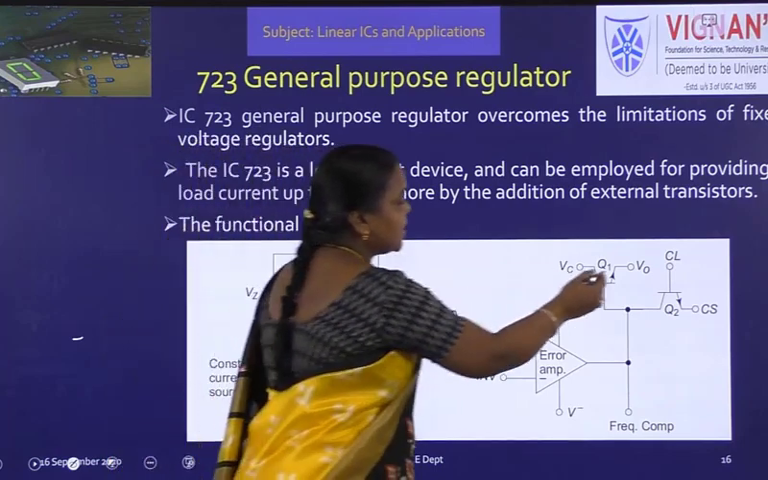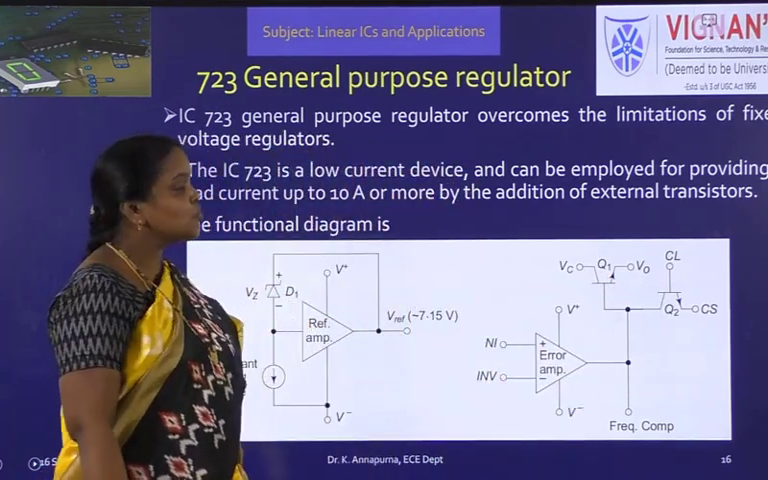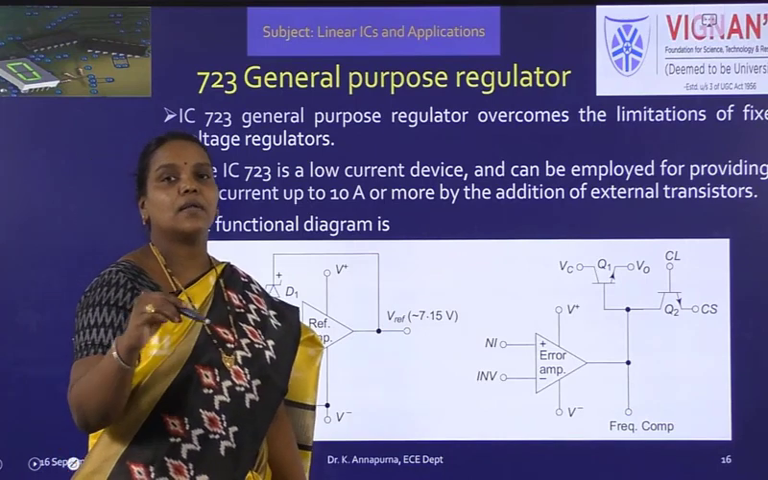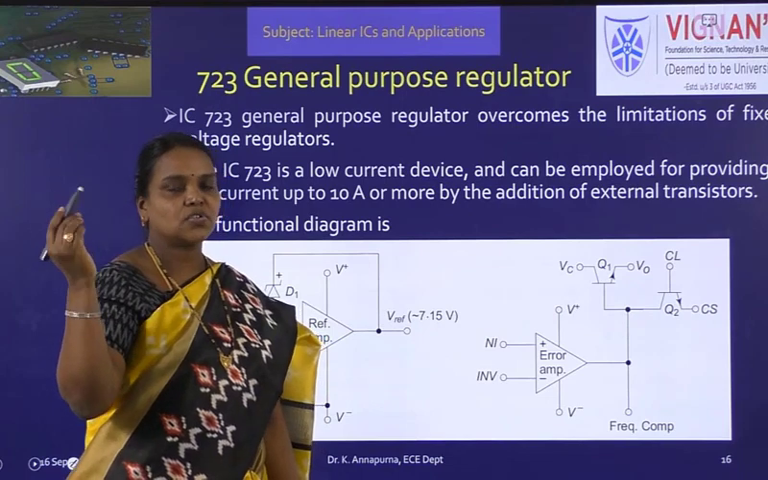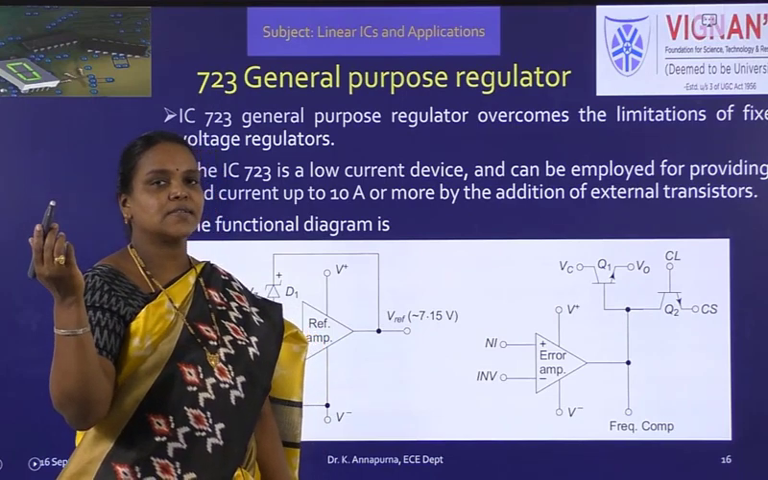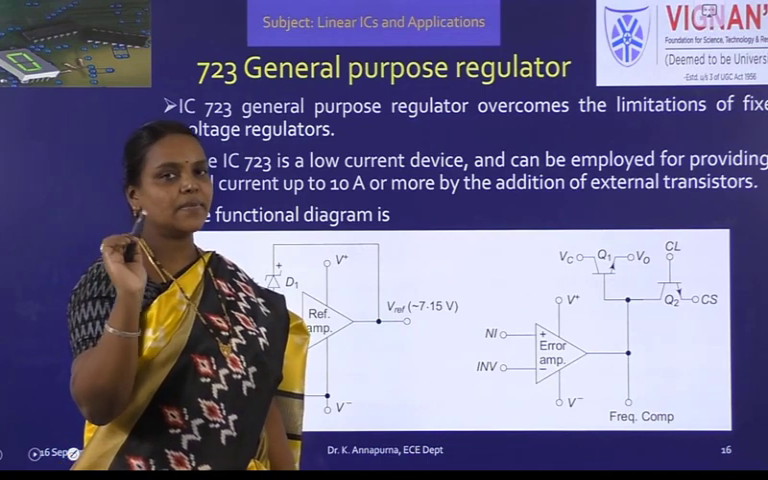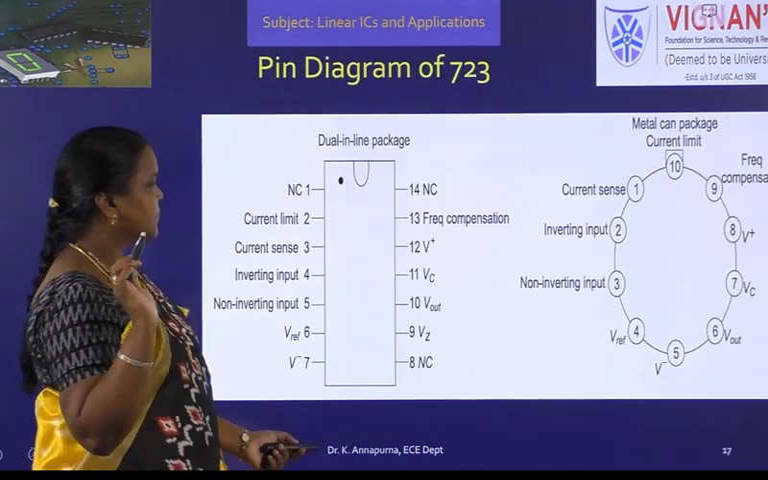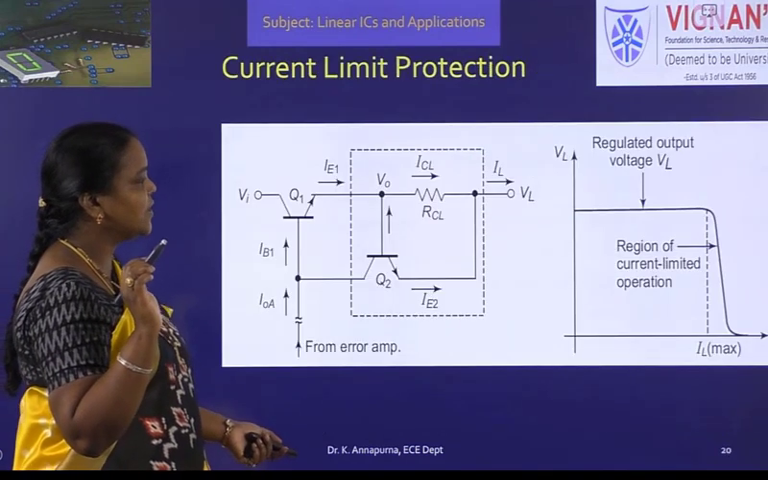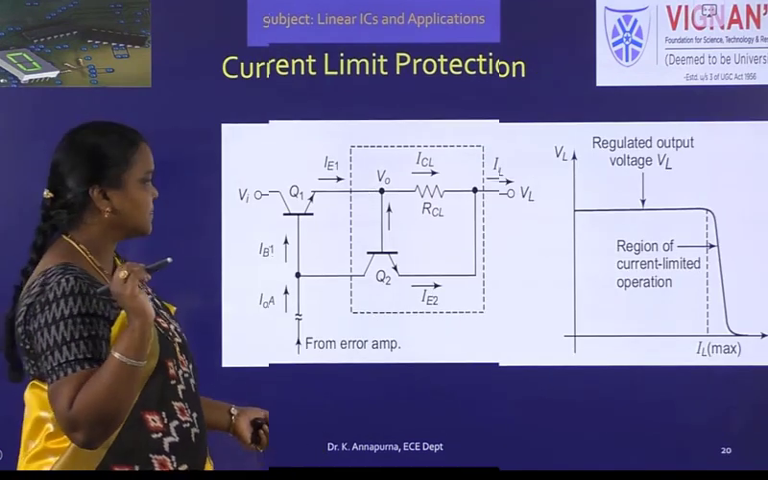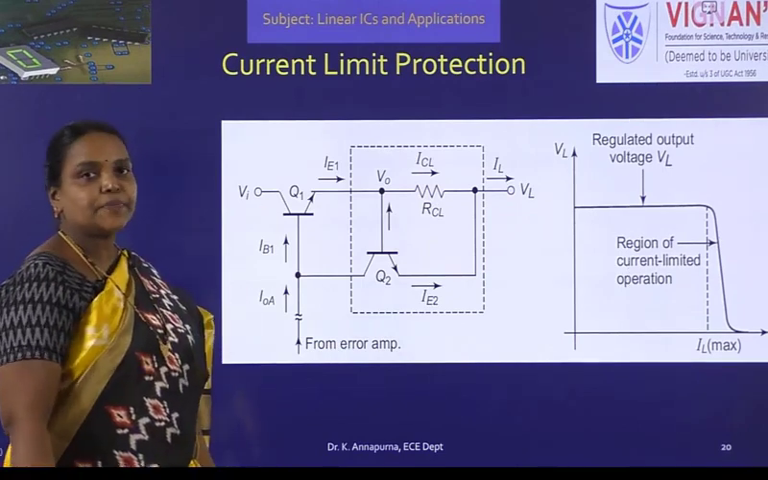But till now we didn't discuss about this. The main function of those two is to limit the load current when there are very high currents. So whenever there are very high currents, we have to do some protection mechanism, otherwise the IC will be burnt, because it does not have an inbuilt protection mechanism. So there are two protection mechanisms. The first one is current limit protection.